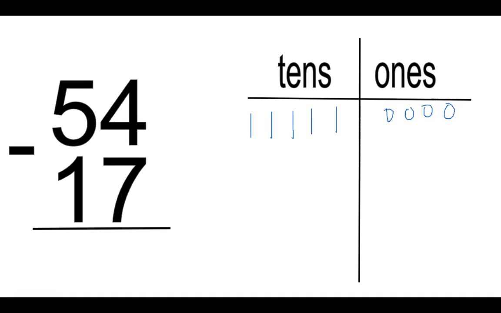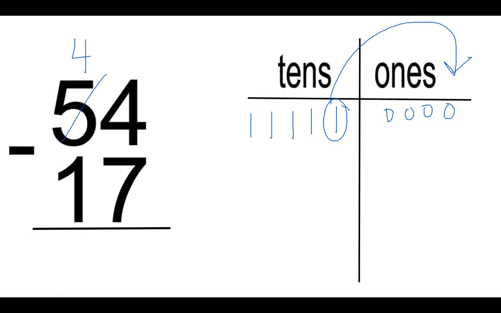Now I'm going to take 17 away from 54. We're going to start in our ones place. 7 from 4. Can I take 7 from here? No, there isn't enough. So I'm going to go to my tens place. I see I have 50. I'm going to take 10 away and move it over to my ones. So I no longer have 50. I now have 40.